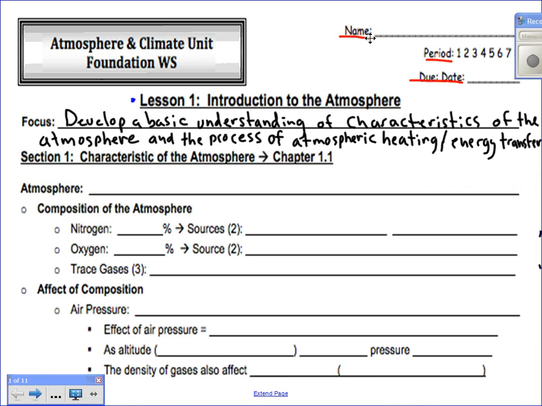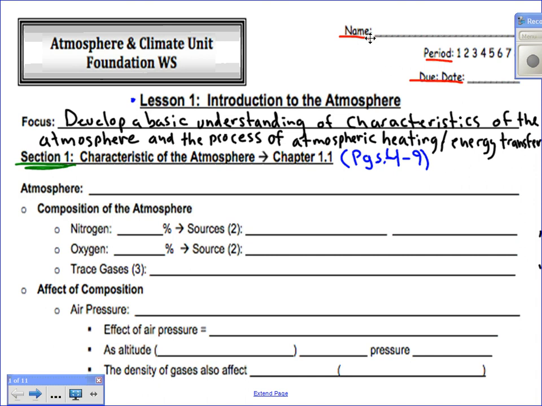Now, if we take a look at section number 1, section 1 is the characteristics of the atmosphere. Now, this can be found on pages 4 through 9 in your textbook. Okay, this is in your Holt textbook. First thing that I'd like to do is go over atmosphere.